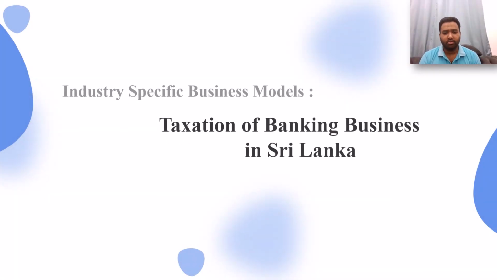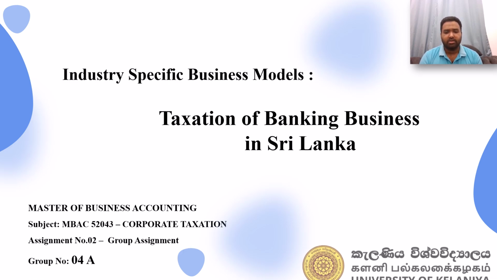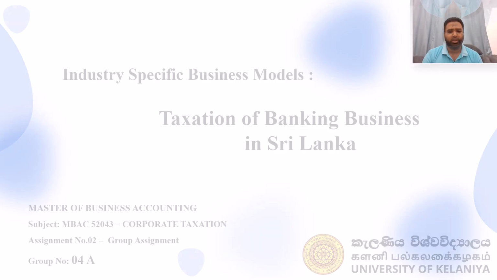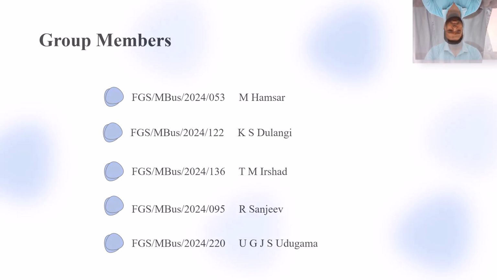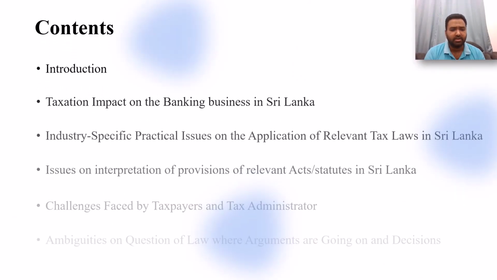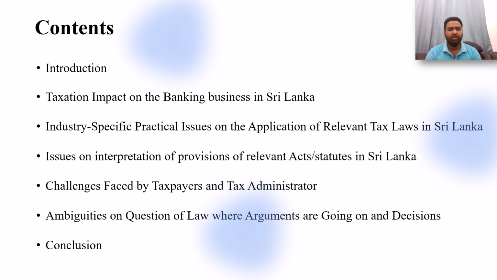I am Hamsar, going to present the industry-specific business model: taxation of the banking business in Sri Lanka. This is Assignment 2, a group assignment for the corporate taxation subject, group number 4A. These are the group members. The contents are: introduction, taxation impact, industry-specific issues, issues on interpretation, challenges, ambiguities, and conclusions.